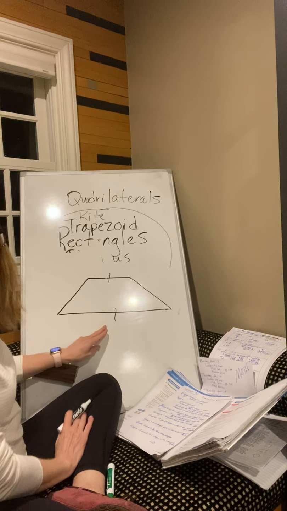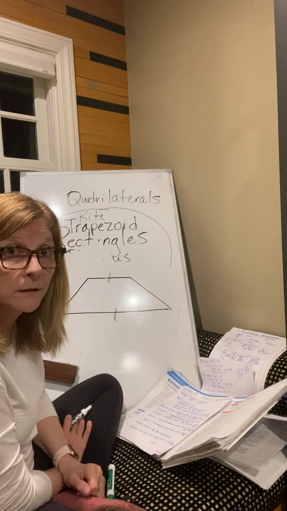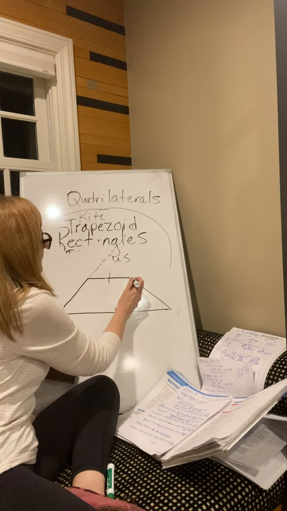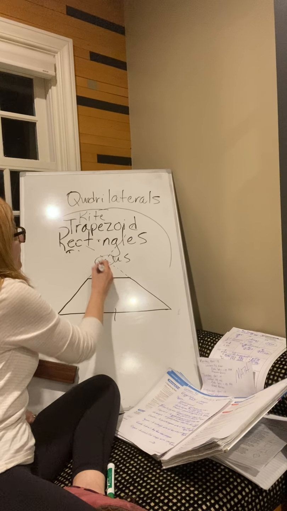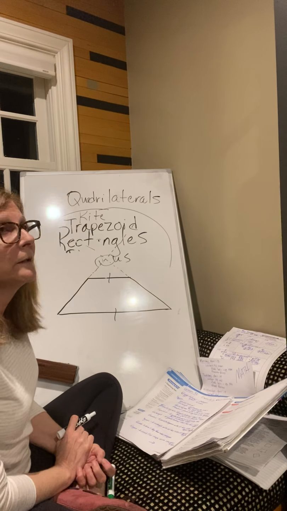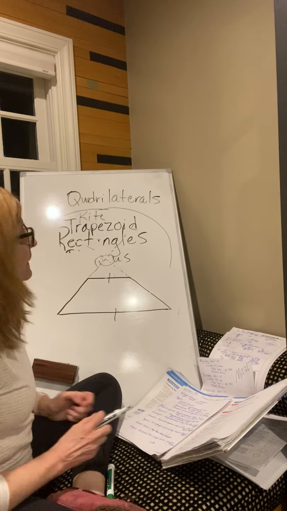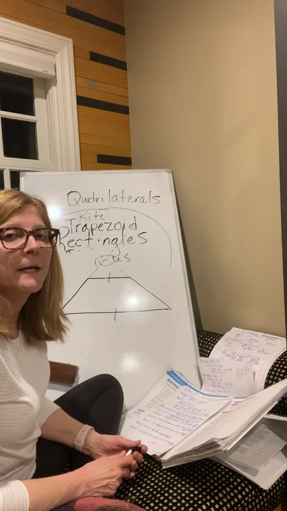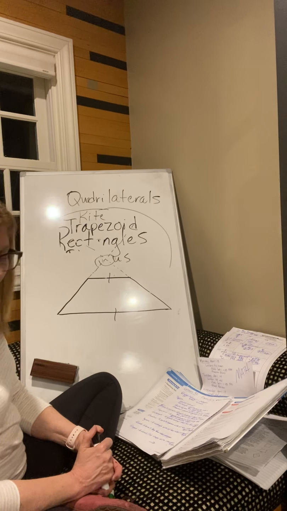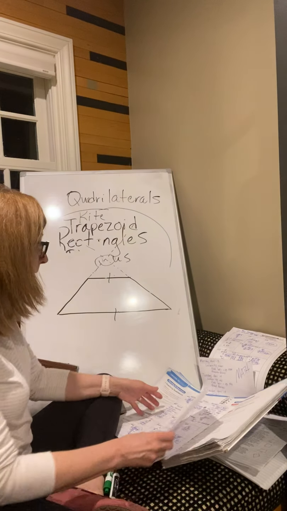These lines are parallel. These lines are not parallel. How do I know they're not parallel? Because if I extended these lines, they would cross. And parallel lines will never cross. So these are not parallel lines. These are. Therefore, it makes it a trapezoid. Okay? All right. That's really all your lesson was on today.